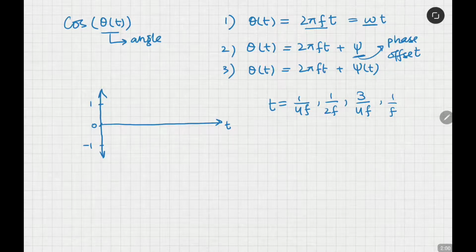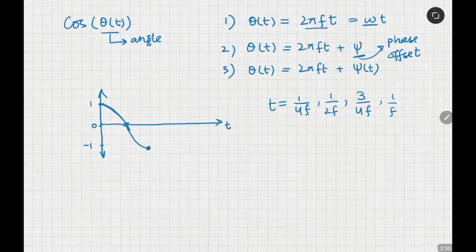So let's start with t equal to 0. When t is equal to 0, the cosine of this whole argument is 0 and the cosine of 0 is 1. If t is equal to 1 over 4f, then we are here because cosine of pi by 2 is equal to 0, and when we plug in 1 over 2f, we get cosine of pi, which is again minus 1, so it's some point over here.